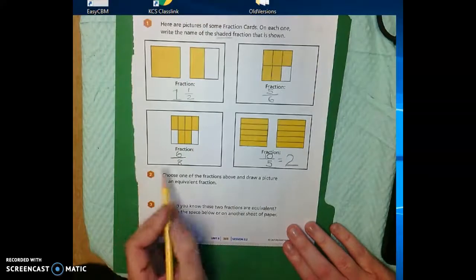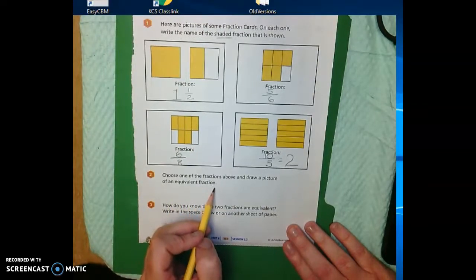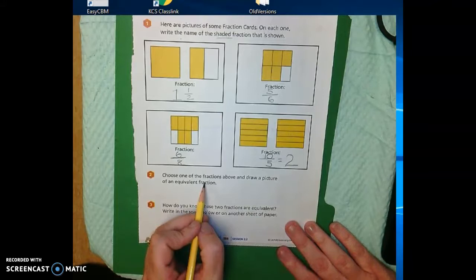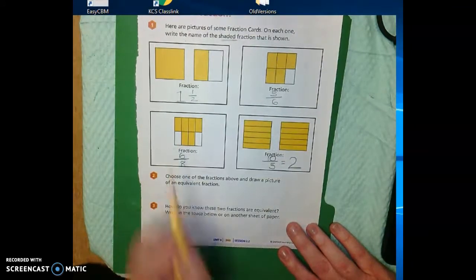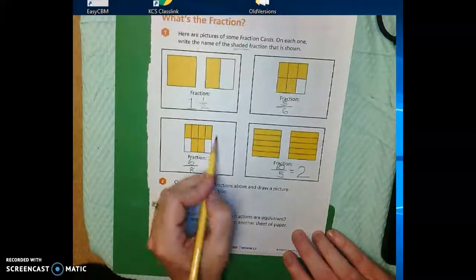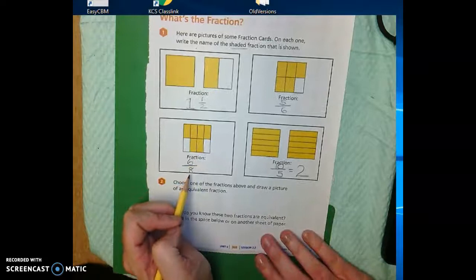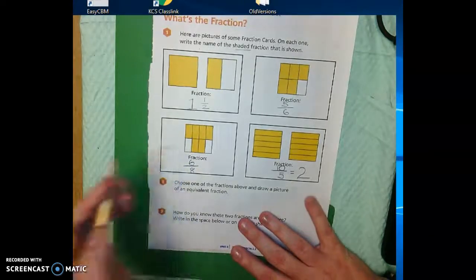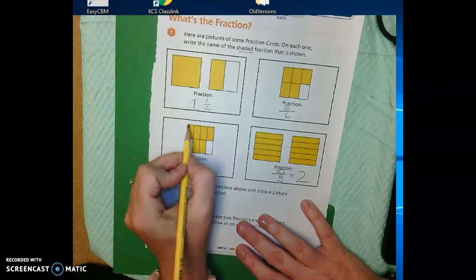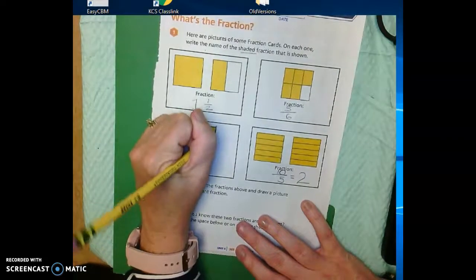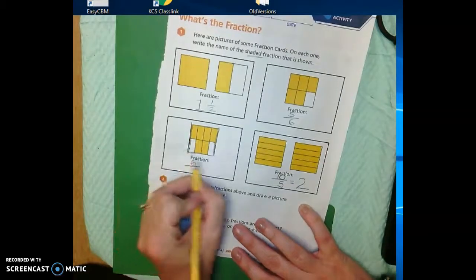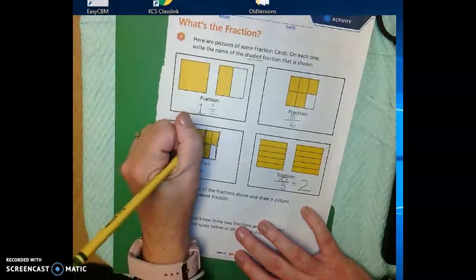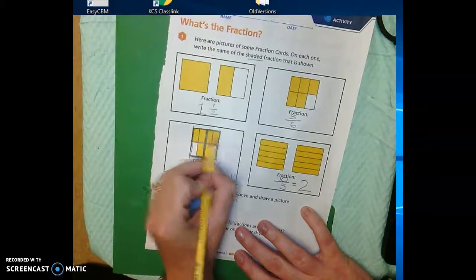Now, let's go and look at number 2. Choose one of the fractions above and draw a picture of an equivalent fraction. I am going to look at this one right here. Okay, let's take a peek at this one right here. We know that this fraction is 6/8. We want to find an equivalent fraction to 6/8. What if I were to take this, darken in my lines, like that, and draw my line across here, and draw my line across here.